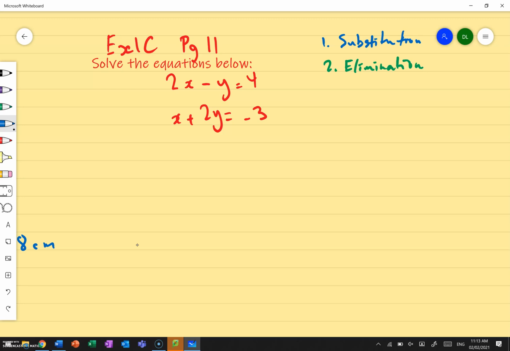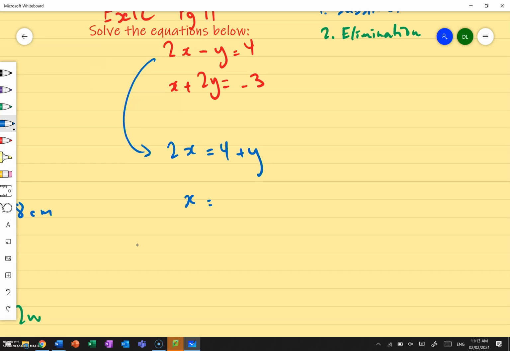So in this case, what variable can I start with? Either, they both work for me. Let's work with this one first. Let's say I've got 2x minus y equals 4. Let's just move everything around. So I get 2x equals y plus 4. Well, actually, I'll just write 4 plus y. There we go. Are we okay with that? Lovely. Now I'm going to divide both sides by 2. I get x equals 2 plus y on 2. Okay?